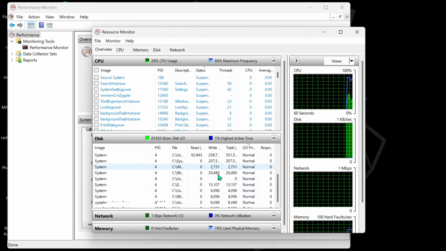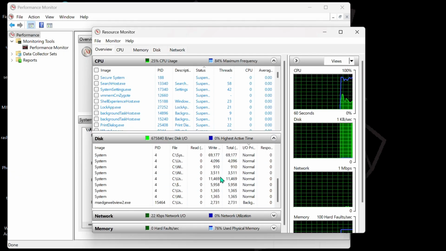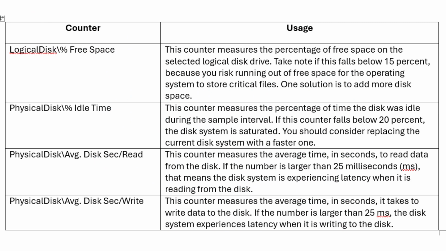Take note if this falls below 15%, because you risk running out of free space for the operating system to store critical files. One solution is to add more disk space. Physical disk, percent idle time. This counter measures the percentage of time the disk was idle during the sample interval. If this counter falls below 20%, the disk system is saturated. You should consider replacing the current disk system with a faster one.